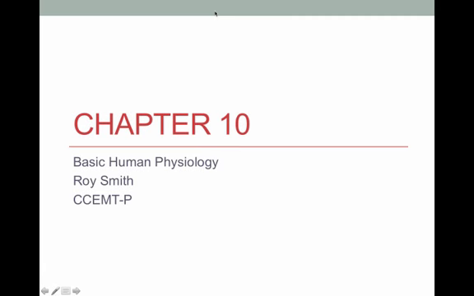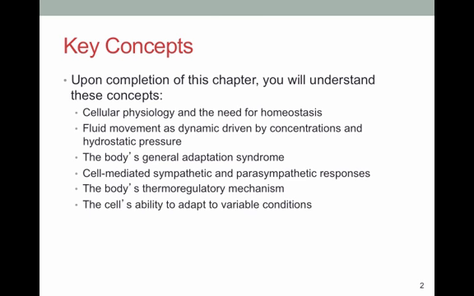This is going to be Chapter 10, Basic Human Physiology. After completion of this chapter, you'll be able to understand cellular physiology and the need for homeostasis, fluid movement as dynamically driven by concentrations and hydrostatic pressure, the body's general adaptation syndrome, cellular-mediated sympathetic and parasympathetic responses, the body's thermoregulatory mechanism, and the cell's ability to adapt to variable conditions.